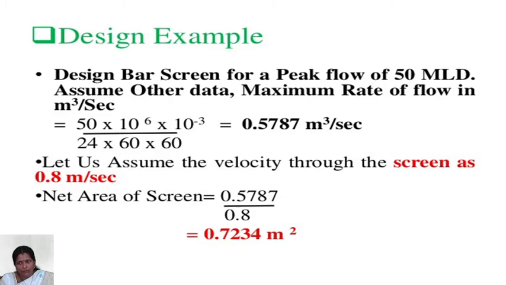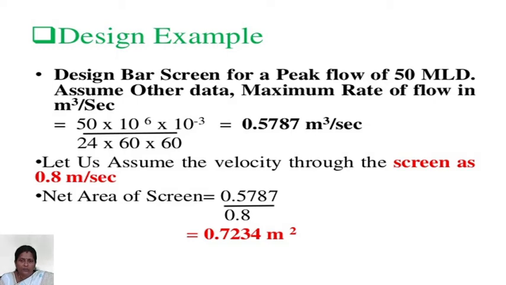Maximum rate of flow is taken as maximum rate of flow in meter cube per second. Peak flow is given as 50 MLD. To convert it into meter cube per second, multiply by 10 power 6 into 10 power minus 3, and convert the day into seconds by dividing by 24 into 60 into 60. You are getting 0.5787 meter cube per second.